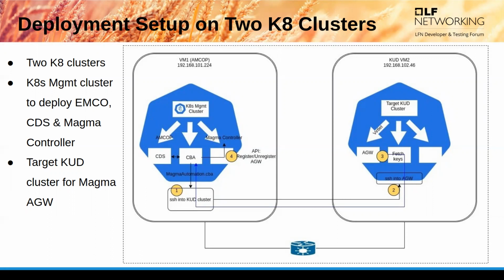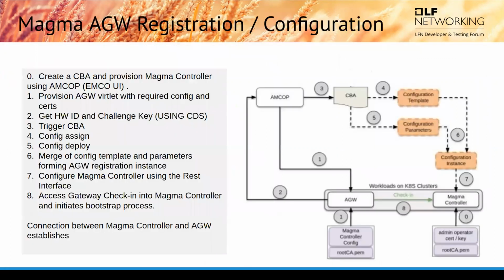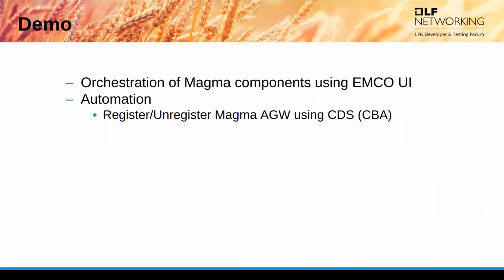Okay, so the demo is split into 2 parts. First would be to orchestrate the Magma controller and the access gateway. And the second would be doing the automation, which is what we're calling the Magma automation CBA. The details which I just spoke about, we have slightly zoomed in and presented in this slide, which is a next level of information. But we're not going to go into that detail at this point of time, it's more interesting to see the demo itself. So I'll take you to the demo.